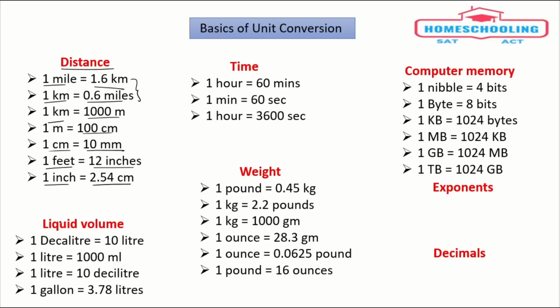Now let's move on to the liquid volume. So 1 decaliter is equal to 10 liters and 1 liter is equal to 10 deciliters. So you have to remember deca means 10 liters and 1 liter is equal to 10 deci. Deca, deci. Deci is smaller than liter and deca is bigger than liter. So 1 decaliter is equal to 10 liters and 1 liter is equal to 10 deciliters. And as you all know, 1 liter is equal to 1000 milliliters.